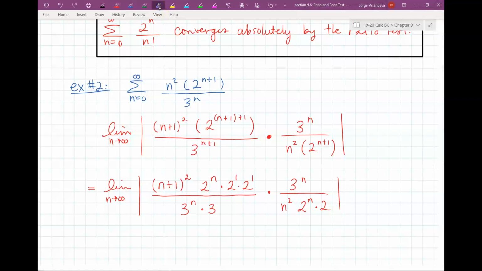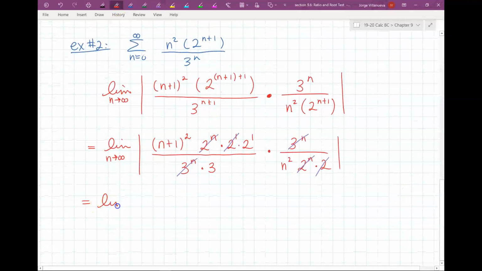All right, so let's see. I can cancel out a 3 to the n. I can cancel out a 2 to the n. I can cancel out a single 2. I cannot cancel out the n squared because it's not the same term, right? But I canceled out a bunch of stuff, so let me rewrite this.